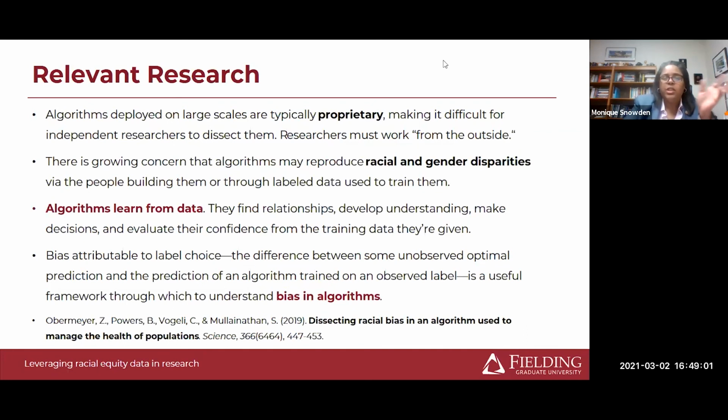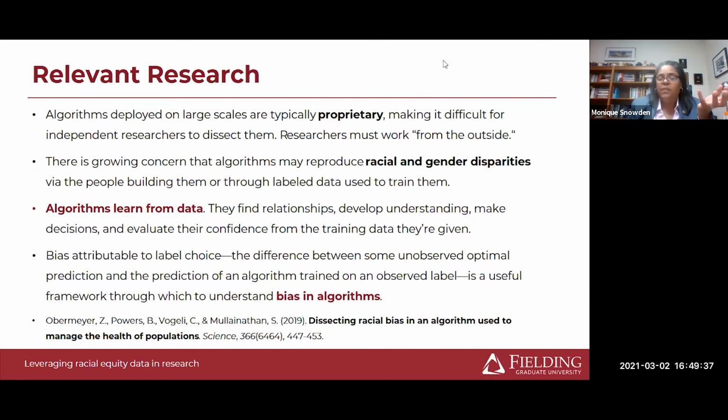Algorithms deployed on large scales are typically proprietary, making it difficult for independent researchers to dissect them. Researchers must work from the outside. So when private industry creates these things and stamps their proprietary oversight over them, it can be hard to get at that. And when these things are used across healthcare systems to decide this, that, or the other, it becomes more difficult for us to really do something about it.